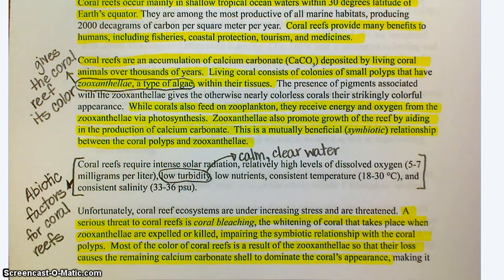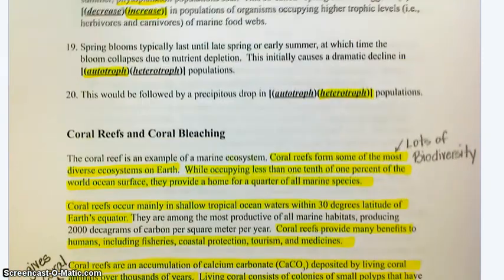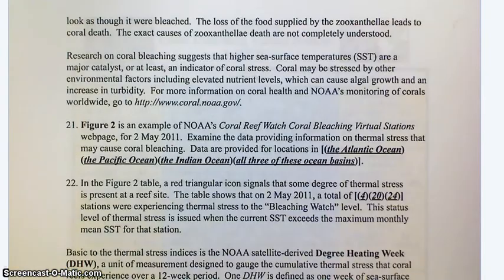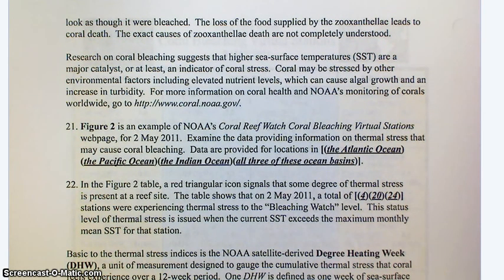Okay? All right, most of the color of the coral reefs is a result of the zooxanthellae, so that their loss causes the remaining calcium carbonate shell to dominate the coral's appearance, making it look as though it were bleached. The loss of the food supplied by the zooxanthellae leads to coral death. The exact causes of the zooxanthellae death are not completely understood.